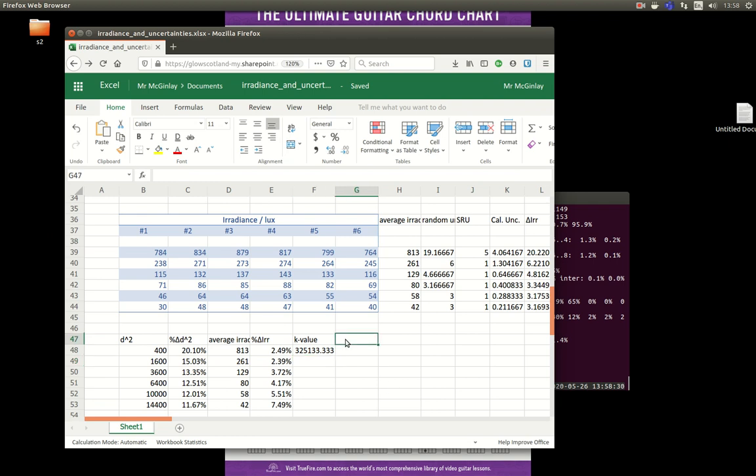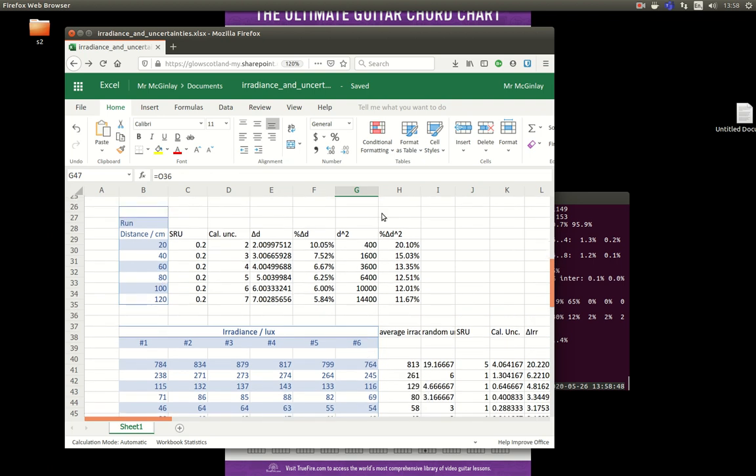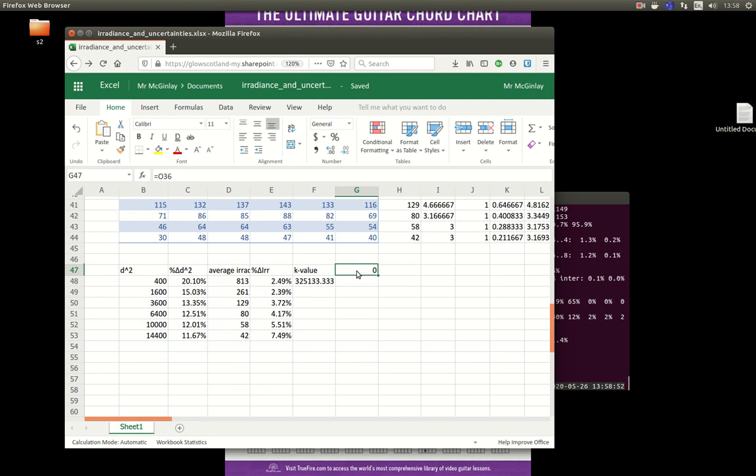The percentage uncertainty in k is going to be the square root of the sum of the squares of the other uncertainties. So I'm just going to borrow the delta symbol from somewhere else, and just make it into delta k. Now, because these are percentage uncertainties in irradiance and square distance, then I am going to get a percentage uncertainty in k. So that'll be the square root of this uncertainty squared plus the irradiance uncertainty squared. Format that as a percentage later.